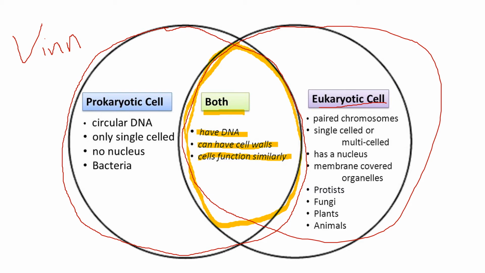So prokaryotes have circular DNA, basically a single cell, unicellular organism, no nucleus. Whereas eukaryotes have chromosomes. They could be single cell unicellular organisms or multicellular organisms. And they have membrane-bound organelles, and these are just examples of eukaryotes, like protists, fungi, plant kingdom, animal kingdom.